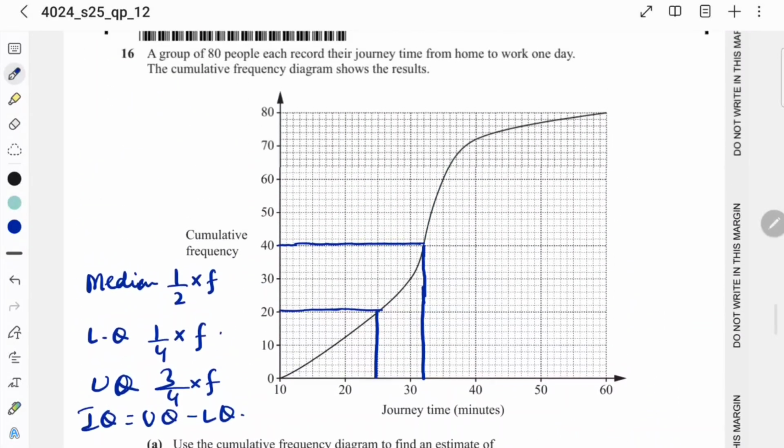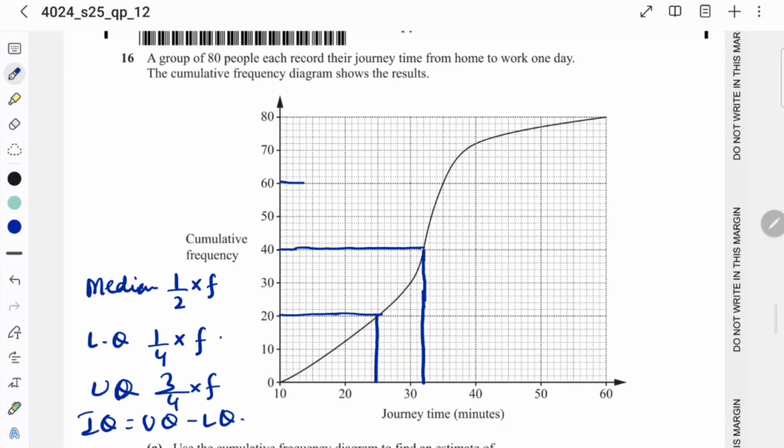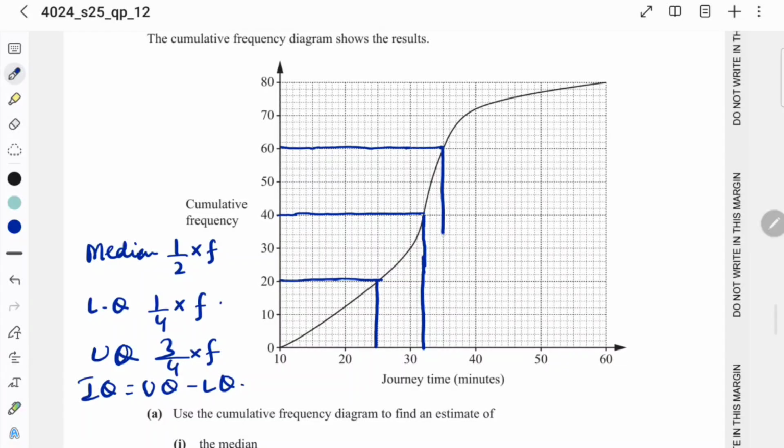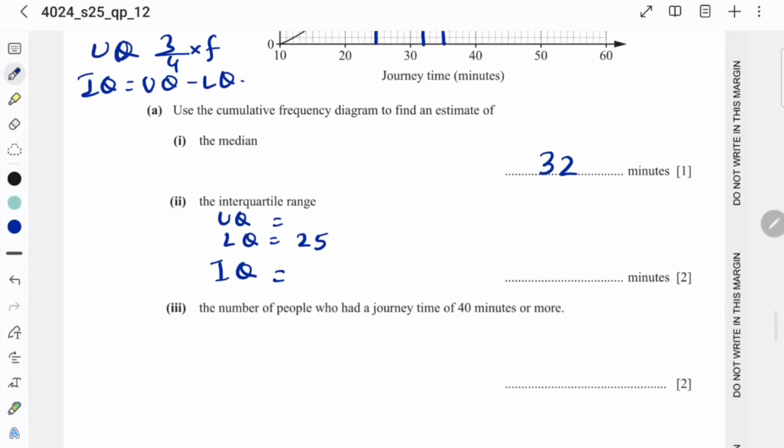Upper quartile, you will have to take 3/4 of 80, which is 60. And you can see it's equally divided into 4 parts. If you just check, 0, 20, 40, 60, then 80. Each number has a difference of 20. So come down and check where it is on the x-axis. The x-axis number is always your answer. That is exactly 35. 35 minus 25 is only 10, which is the interquartile range.